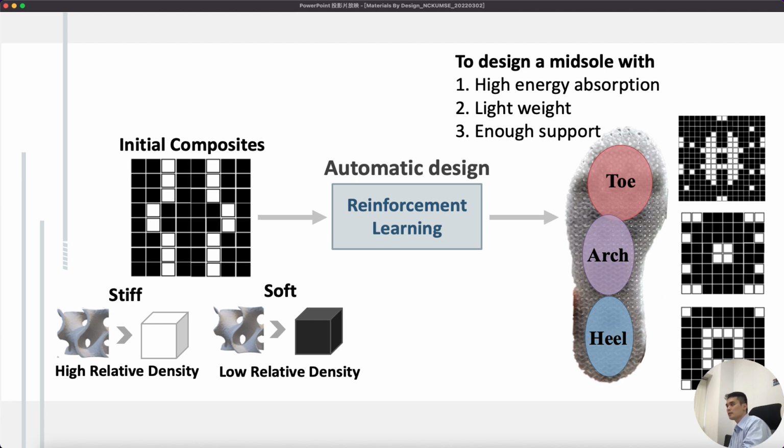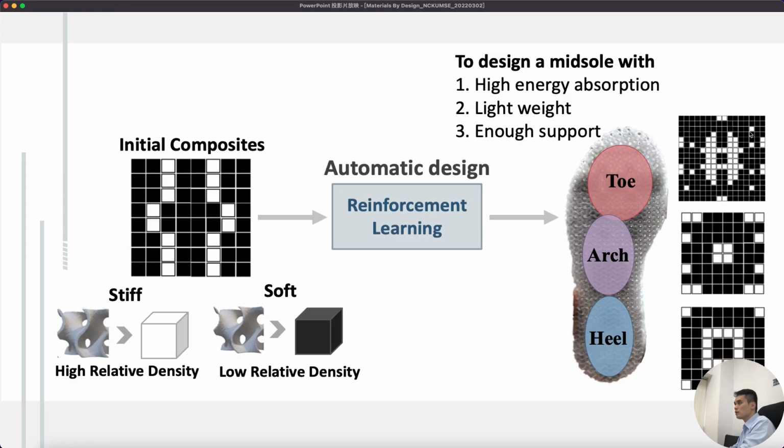At the same time, we can generate gyroids, and then we can combine them with the previous composite design and reinforcement learning. So we create a paradigm, a framework, that we can use to design the midsole of a shoe with high energy absorption, lightweight, and acceptable or adequate support. From here we have stiff materials and soft materials with different types of gyroids. As you can see, this is our design space. And for the heel, arch, and toe, we have different design philosophies.